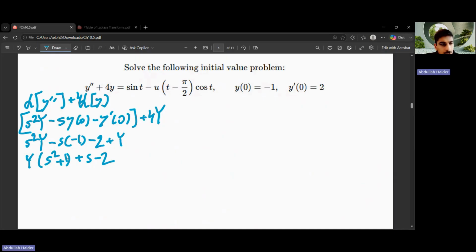S squared plus 1, second, s squared. Oh, I'm making mistakes. My bad.